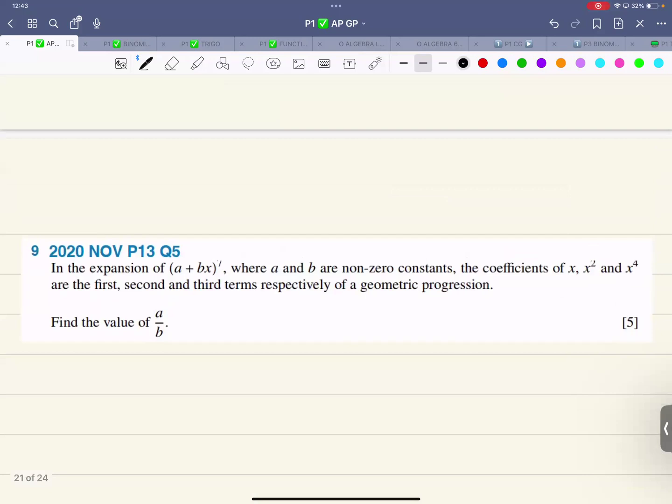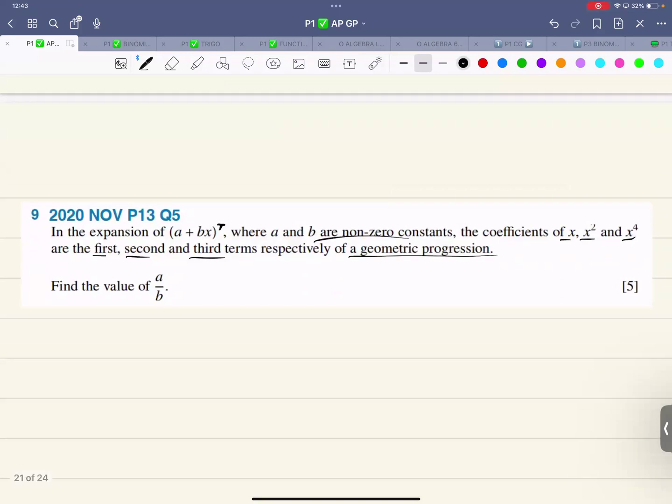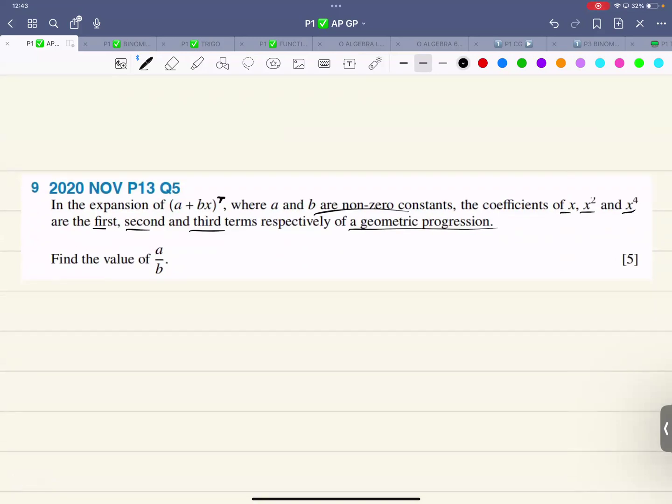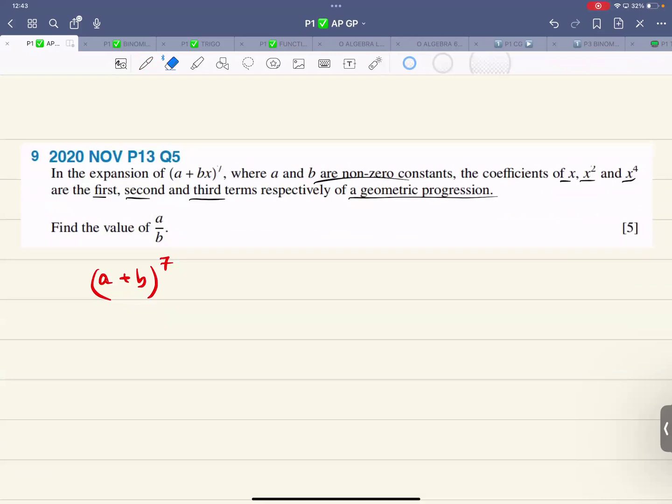Okay, over here, I think this is power 7. It's slightly erased. It says in the expansion of a plus b raised to the power of 7, where a and b are non-zero constants, the coefficients of x, x squared, and x to the 4 are the first, second, and third terms of a geometric progression. So this time they have mixed binomial with AP and GP. So now let me first write a plus b raised to power of 7. I can check the original one, but I think it is 7 because they have gone till x to the 4 anyway. So now I can write particular terms. Let me do the expansion. That is 7c0.